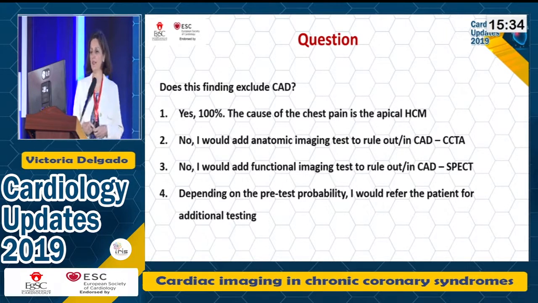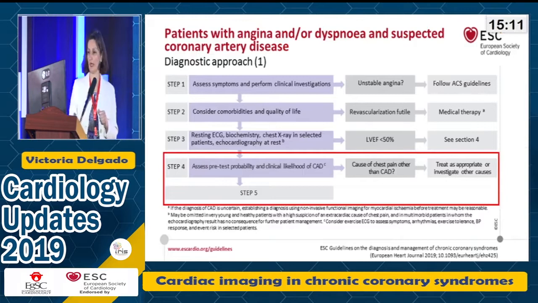Okay. No, I would do a functional imaging test to rule out or rule in coronary artery disease, and I will ask a SPECT. Anyone for this one? Much less than before. And the fourth, depending on the pretest probability, I would refer the patient for additional testing. So far we have not assessed the pretest probability. And this is one of the steps that the current guidelines recommend.